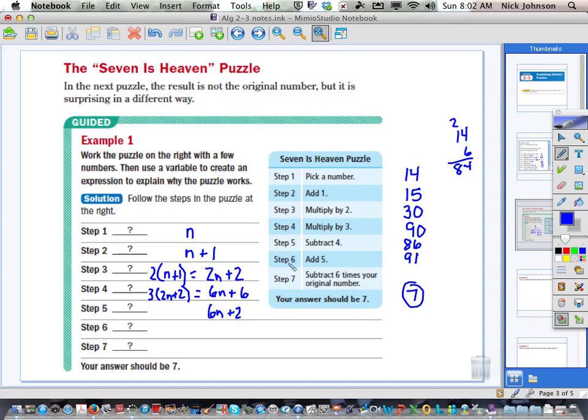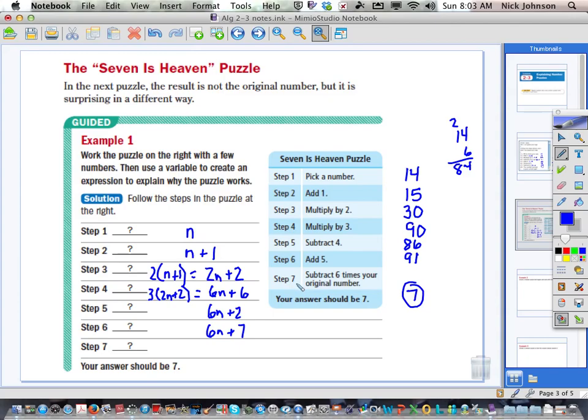Okay. Step 6 says add 5. So now I'm going to add 5 to this. I can only add it to the 2. So it gives me 6n plus 7. Okay. Everybody notice where my 7 came from?